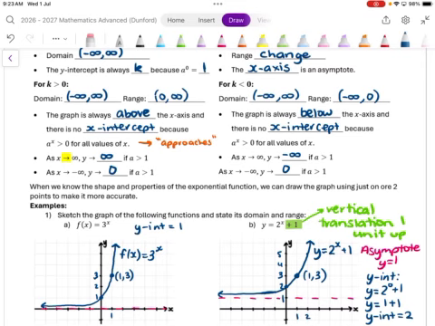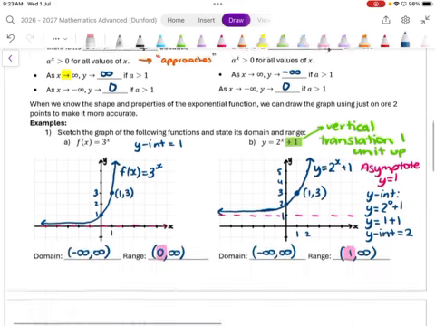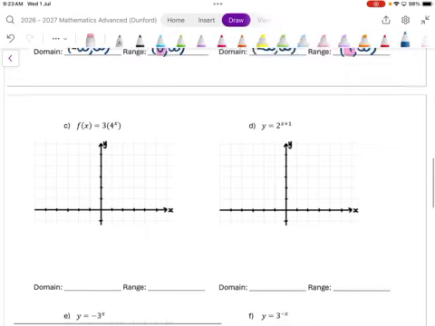Okay, flip the page when you are ready. We have a few more to sketch. Four more to sketch. I wanted to show you all the options and what happens, okay? They're pretty easy sketches to do.